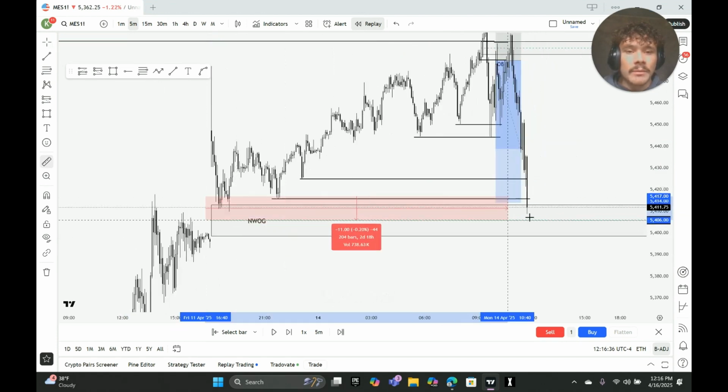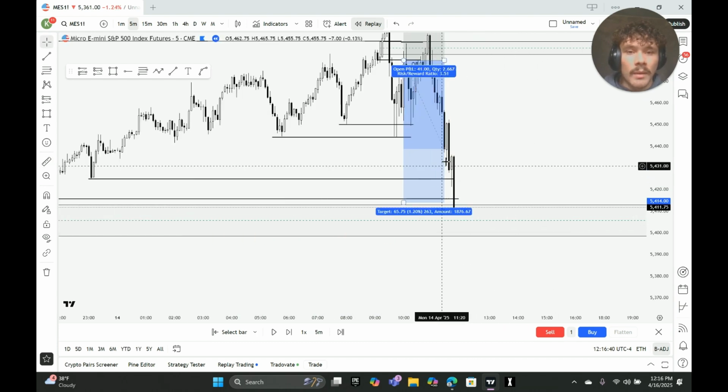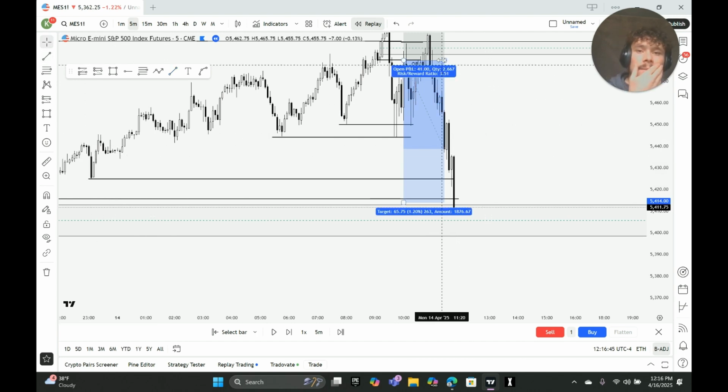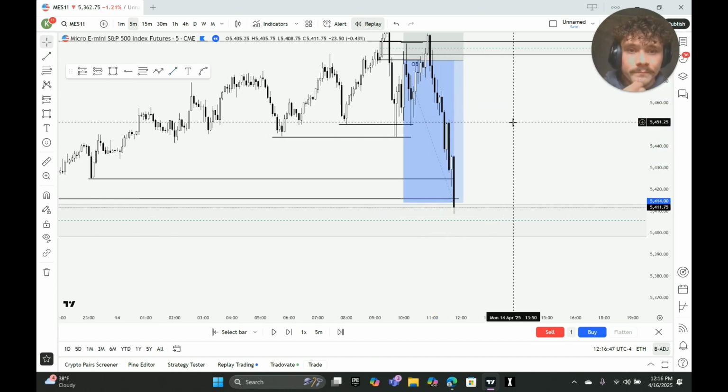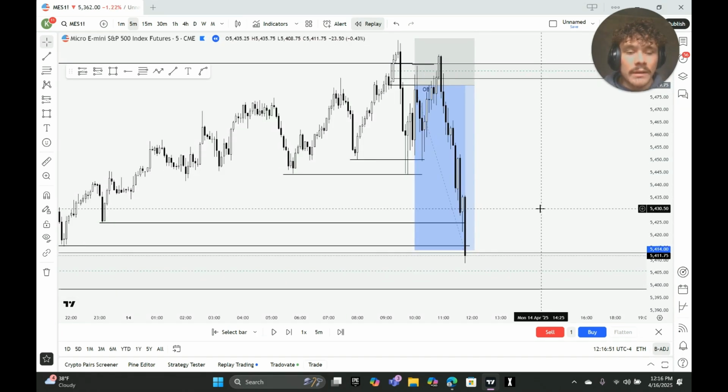I tried to set a limit order down right on our new week opening gap. I ended up closing all my positions, like I think it was right around this price here, accidentally. But overall, beautiful entry and price target.